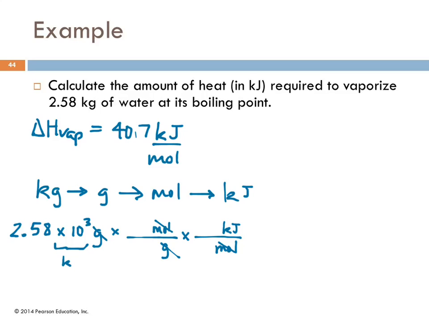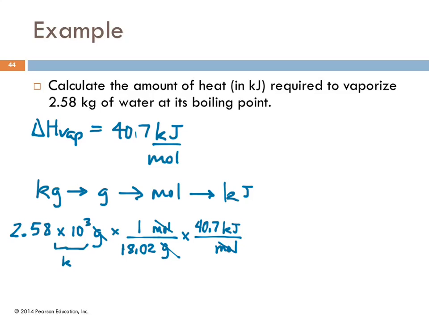What's the relationship between moles and grams for water? 18.02 grams of water per mole. That's the molar mass. 2 hydrogens plus an oxygen gives us 18.02. And then the relationship between kilojoules and moles is this guy right here, 40.7. And you would either be given that or you'd have to look it up. That's not something you can just figure out. And I wouldn't expect you to memorize that either.